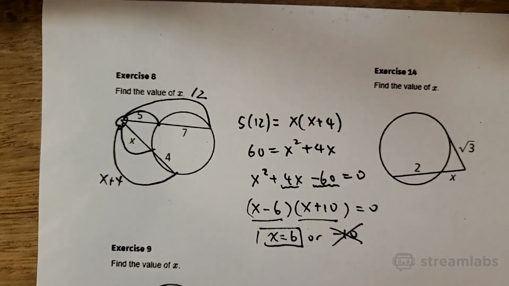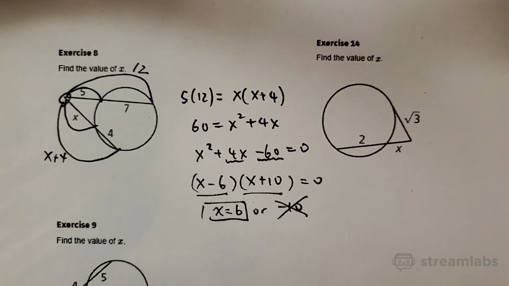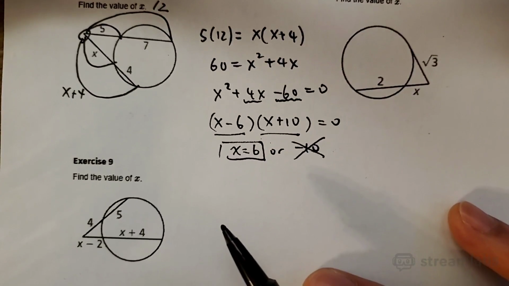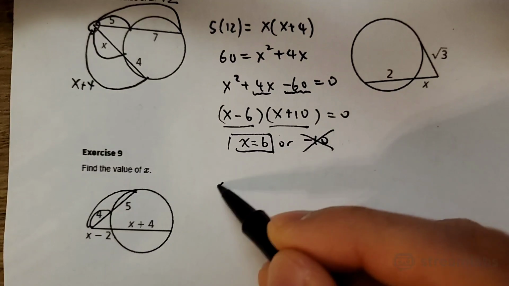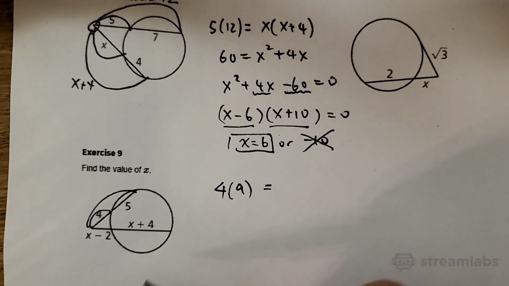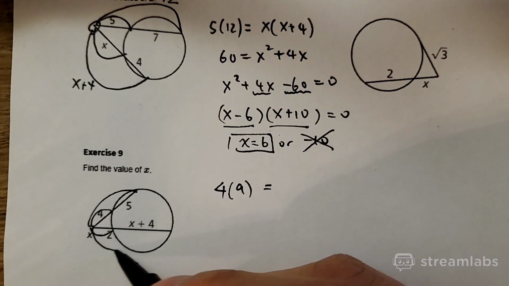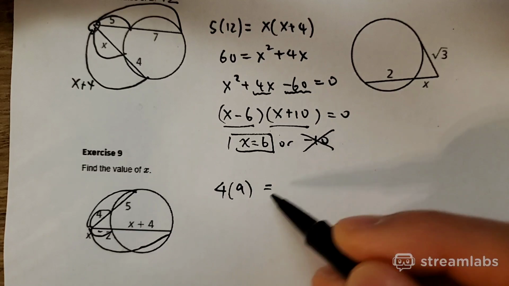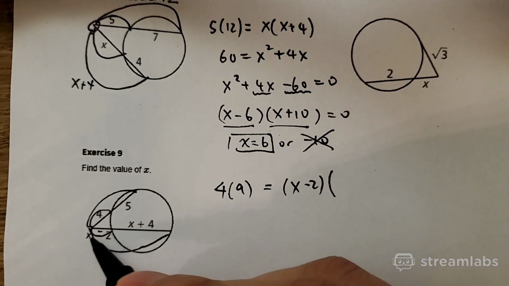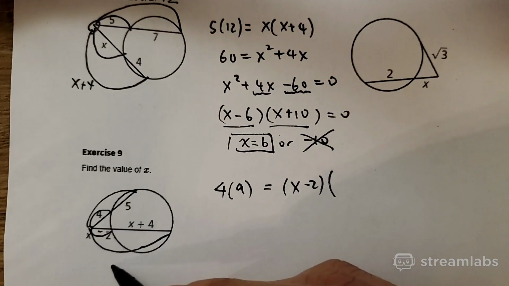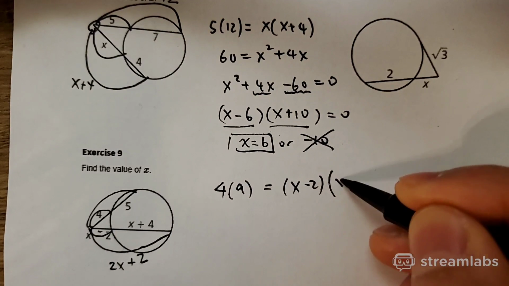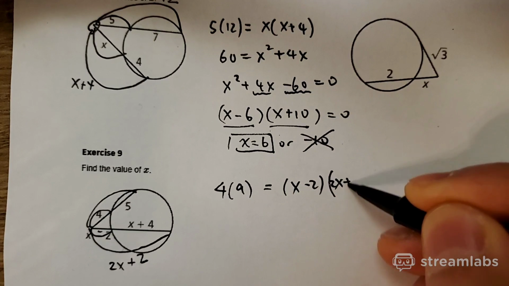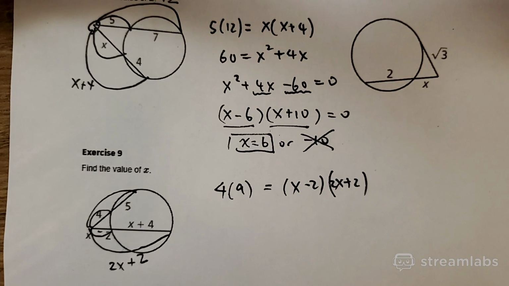Next part, talking about number 9. Similar. So set up 4 times 9 is equal to x minus 2 times the whole thing. So we're going to calculate the whole thing first. So it's x minus 2 times the whole thing, which is x minus 2 plus x plus 4. So 2x minus 2 plus 4 plus 2. Plus 2. Like that. Okay? And you distribute this.